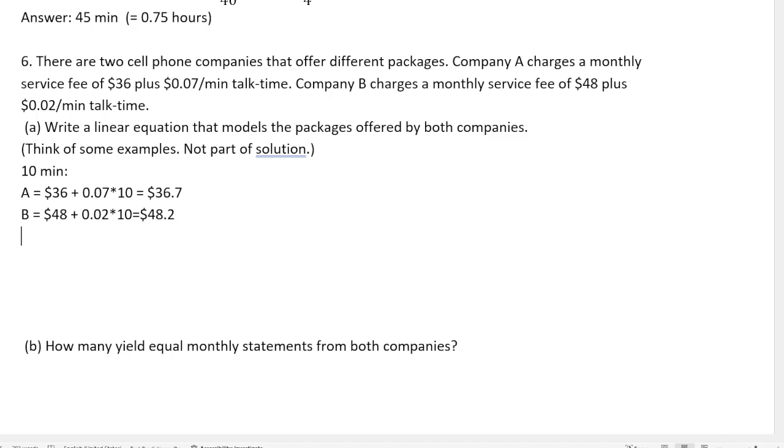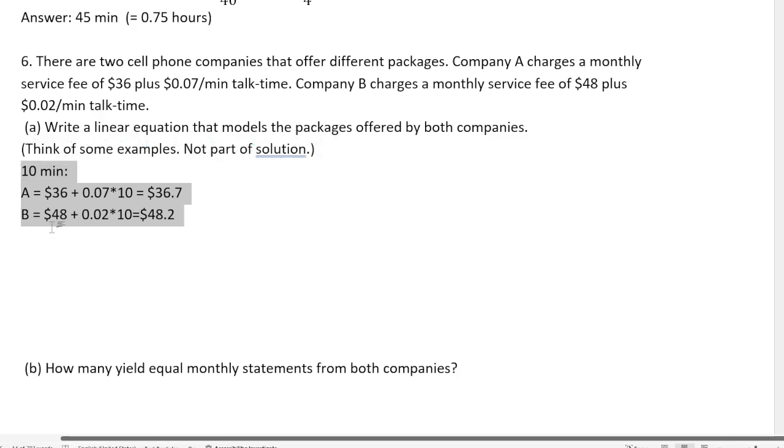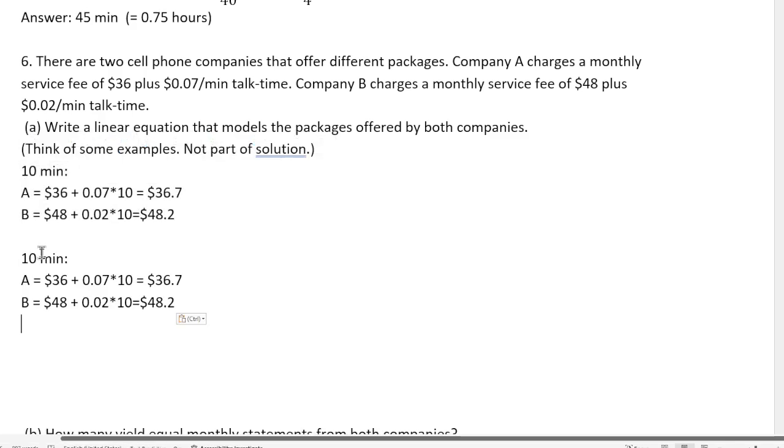Now, some of you might already see what's going on here, but just to be more confident of what we are doing, let's try to see what happens if we change this to 100 minutes. In that case, this 10 would be changed to 100, right? And this will now be, instead of 36 plus 0.7, it'll be 36 plus 7, so it'll be $43. And this will be $50.